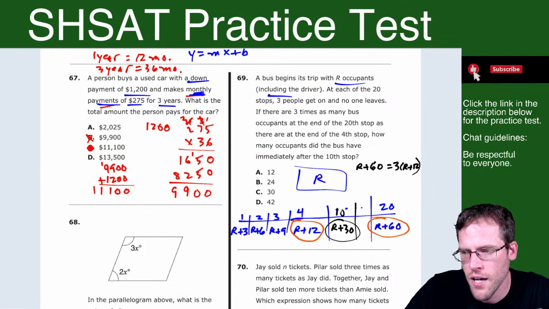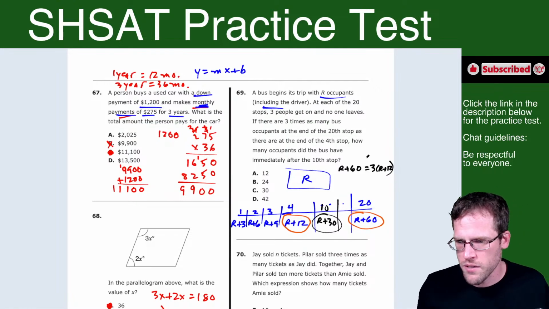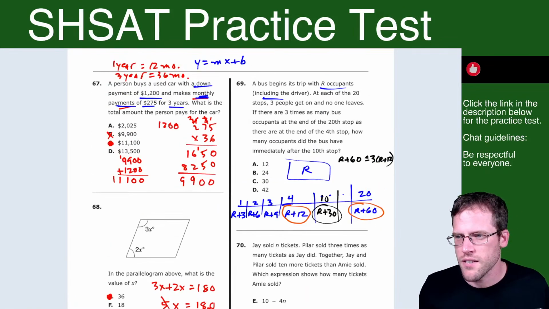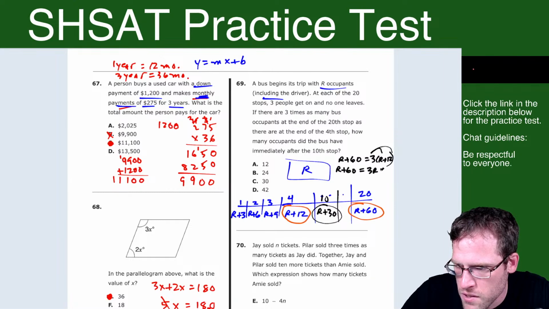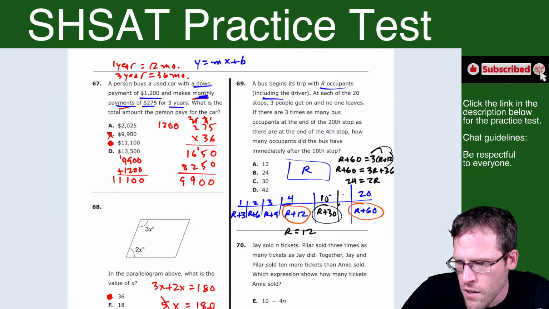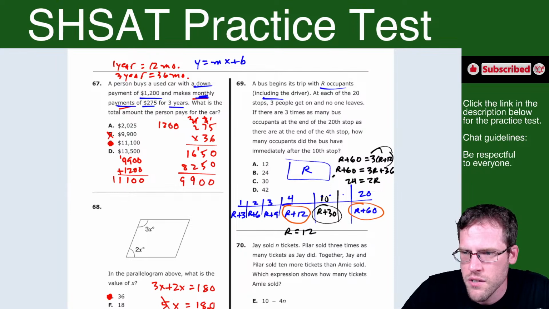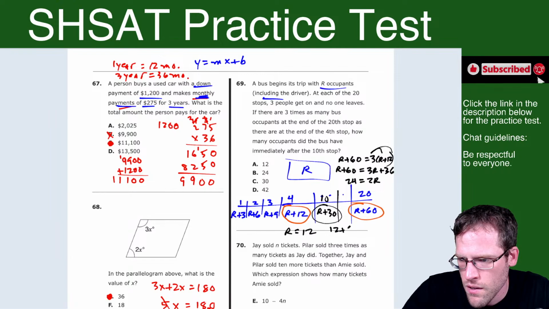Okay, so here, just algebra. So let me zoom out a bit. Space is a little bit of an issue here, but whatever. So r plus 60 equals, distributing, 3r plus 36. That gives us 2r when we subtract r, and then subtract 36, and that gives you 24. So r is equal to 12. So if we want to know what is r plus 30, the 10th stop, 12 plus 30 is 42.